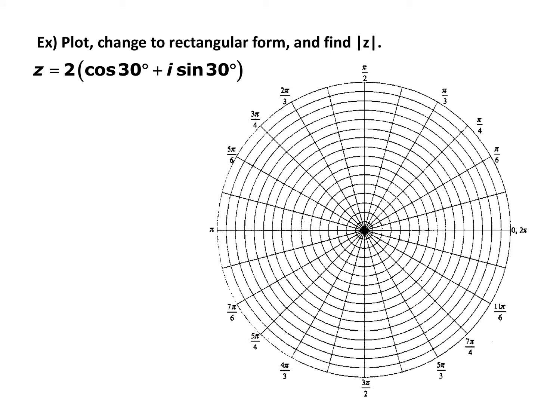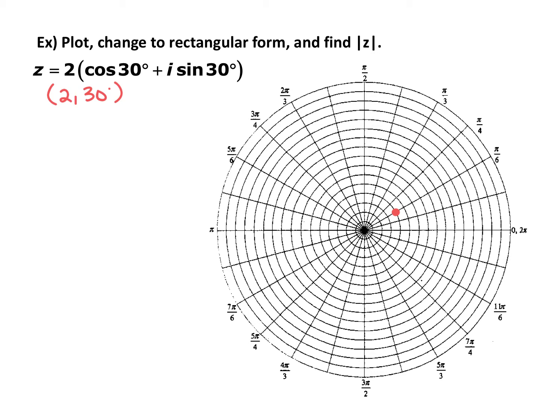So now we have one that is in polar form. z equals 2 times the quantity cosine 30 degrees plus i sine 30 degrees. And so we want to plot this just like we plot in the rectangular complex plane. Similar idea, you just make an r, theta point and plot that in the complex polar plane, and then change it into rectangular form and find the magnitude or the modulus of z. So go ahead and pause the video and try that.